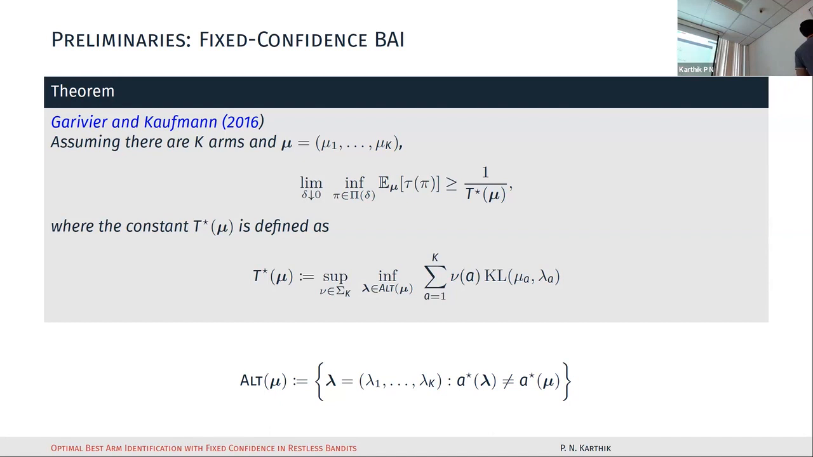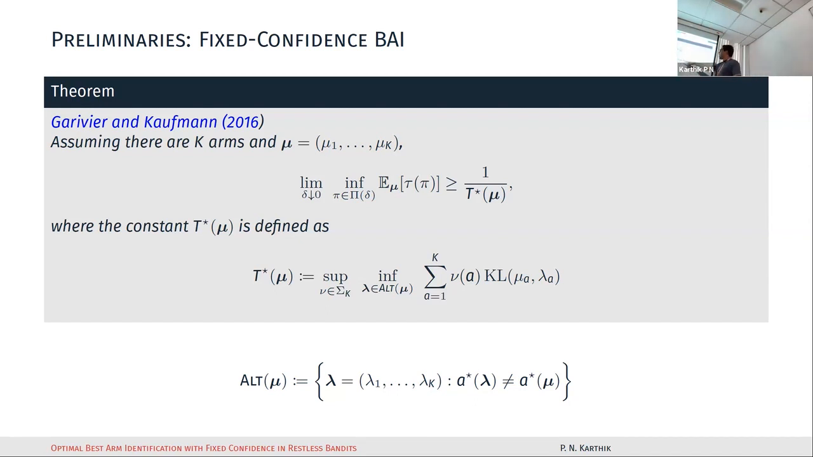And if you look at the infimum over all pi in pi delta, and you look at the limit as delta goes to 0, this is lower bounded by 1 by T star of mu, where mu is something which is given, that is this vector of arm means. So this is an instance dependent lower bound on the expected stopping time. There is a divided by log 1 over delta here.